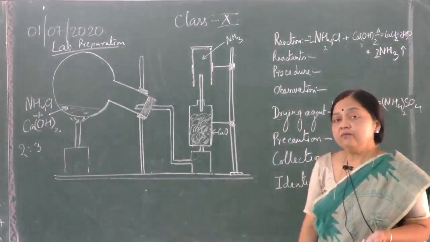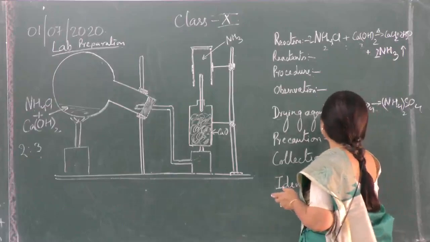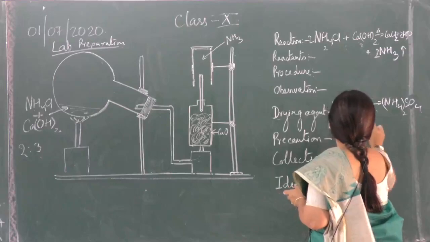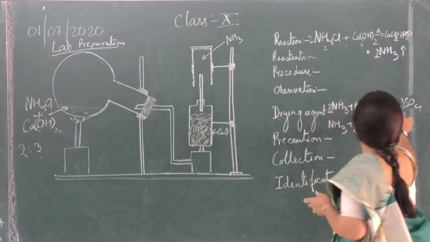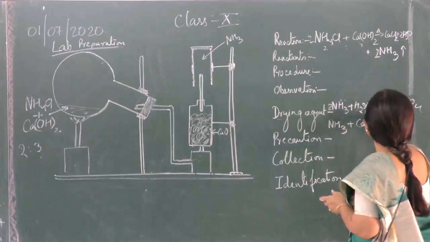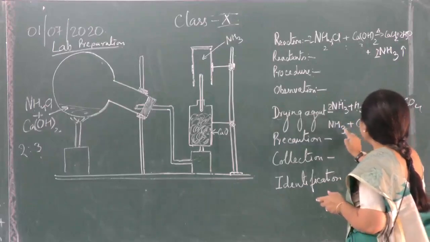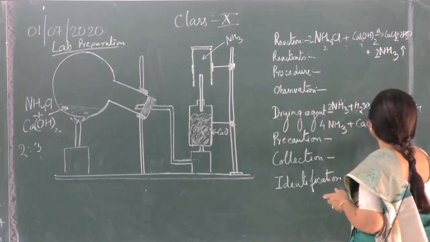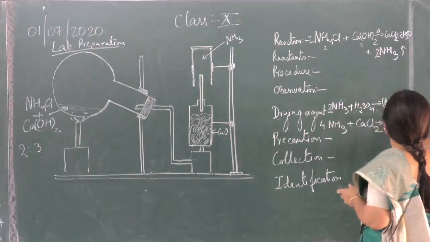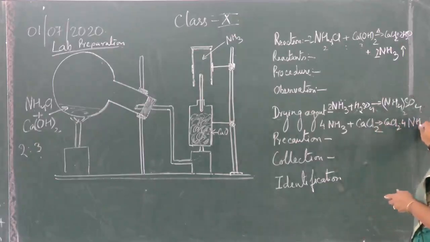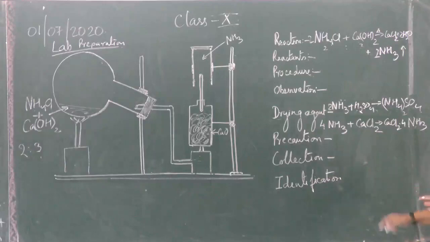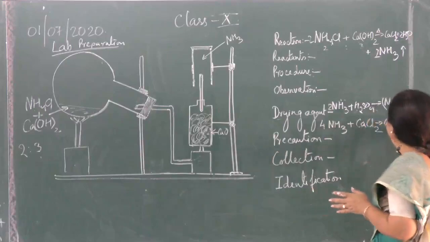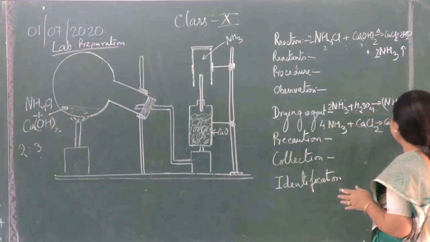With P2O5, it will form ammonium phosphate, and with CaCl2, 2NH3 plus H2SO4 gives (NH4)2SO4. NH3 and CaCl2 give an addition product, CaCl2·4NH3. In some books you will find it written as 8NH3. So 8NH3 is also correct, both are correct. So this is an addition product, CaCl2·4NH3.